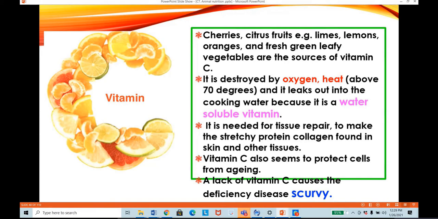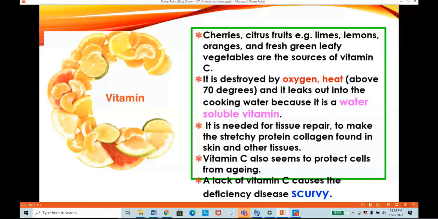Otherwise, the vitamin C gets oxidized into the air. Similarly, if you're cooking the vegetables containing vitamin C at a very high temperature, the vitamin C gets disintegrated if you are cooking it above 70 degrees centigrade. So you should just saute it in oil at very low temperature and have it immediately in order to get the most of it.